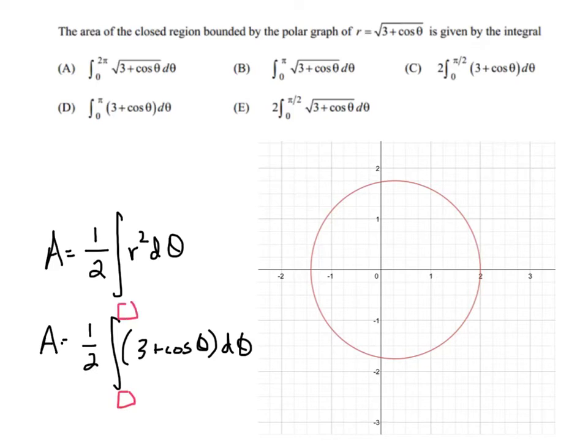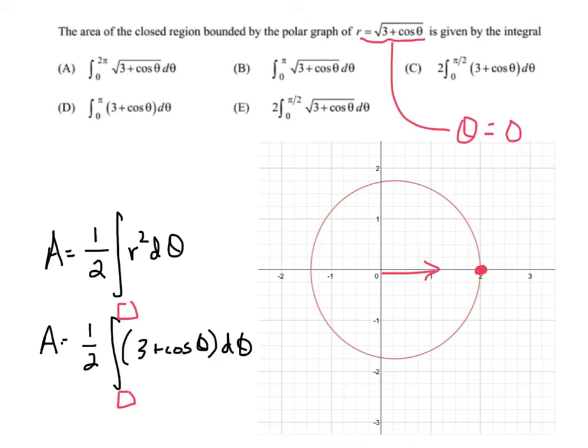Well, if I plug in theta equals 0, the cosine of 0 is 1. So when theta is 0, r is 2. So this is this point right here, because theta is 0 and it's 2 units out. Well, think about what it takes to get back to that point.